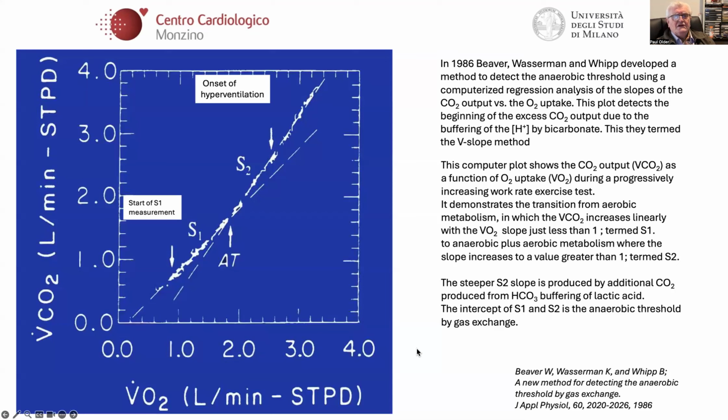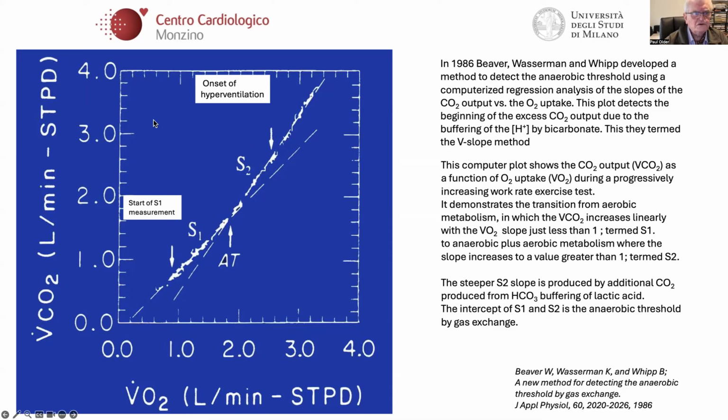Let us look at this. In 1986, Beaver, Wasserman, and Whipp set up a method to detect the anaerobic threshold using a computerized regression analysis of the slopes of CO2 output versus oxygen uptake. Let's look at that.